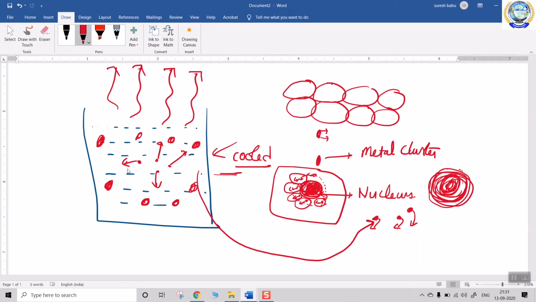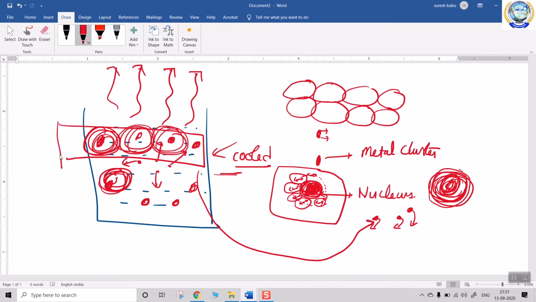That means this is the nucleus. It will increase its size like this. This is the nucleus, it will also increase its size. This is the nucleus, it will also increase its size. As a result, you will find a grain type structure in the solid metal. Is that clear?